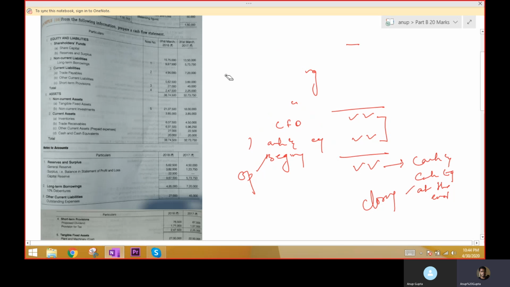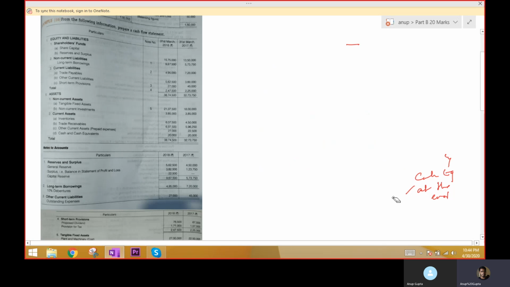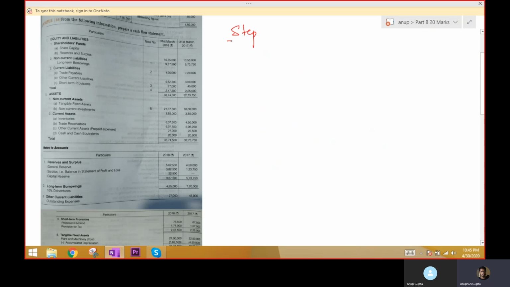However, if you see, the question is too long. Looking at the question, it will take time if we don't know the steps, or if we randomly do the cash flow statement. Therefore, there has to be some steps that need to be followed. If you follow these steps, you will save a lot of time, because the cash flow statement is a 6 marks question, and for a 6 marks question, it is not wise to spend more than 7 to 8 minutes.